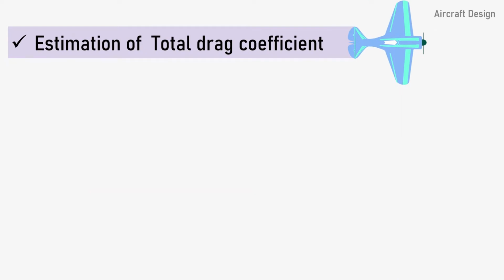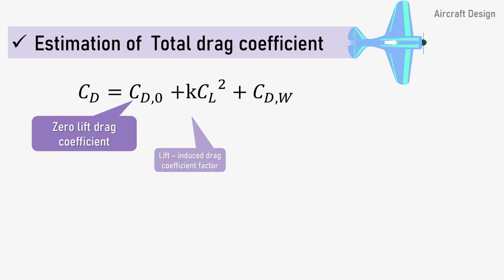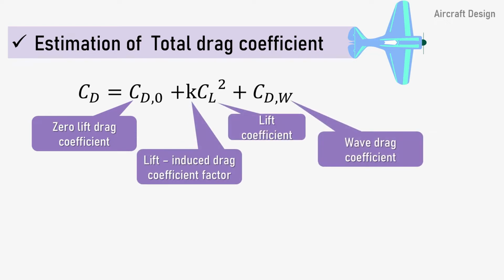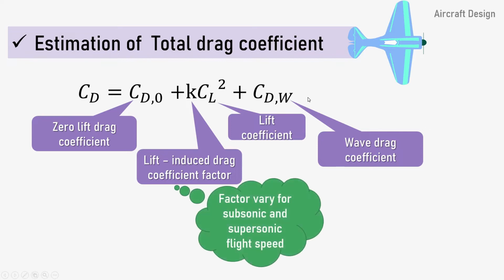So without wasting much time, in this video you will mainly focus on drag estimation, or calculating the total drag coefficient for the aircraft design. Mathematically, the total drag coefficient is the combination of the parasite drag coefficient CD0, the induced drag coefficient CDi or K CL squared, where K is the lift induced drag factor depending on the flight speed, CL is the lift coefficient, and CDW is the wave drag coefficient.